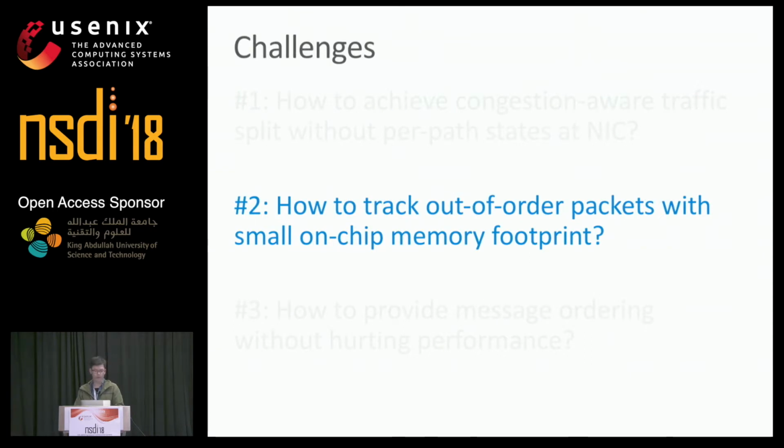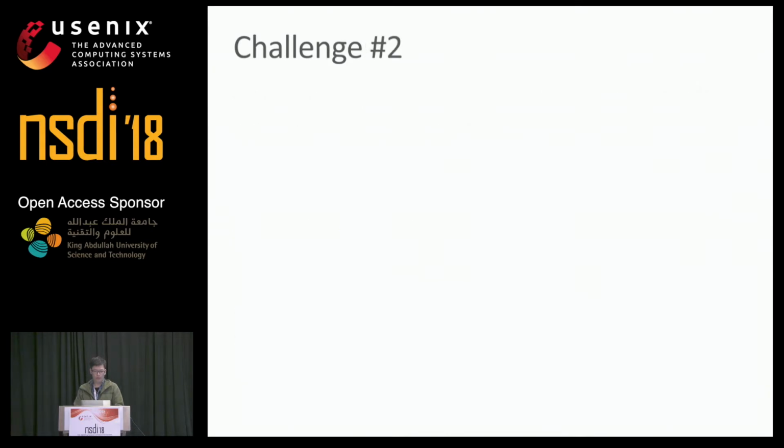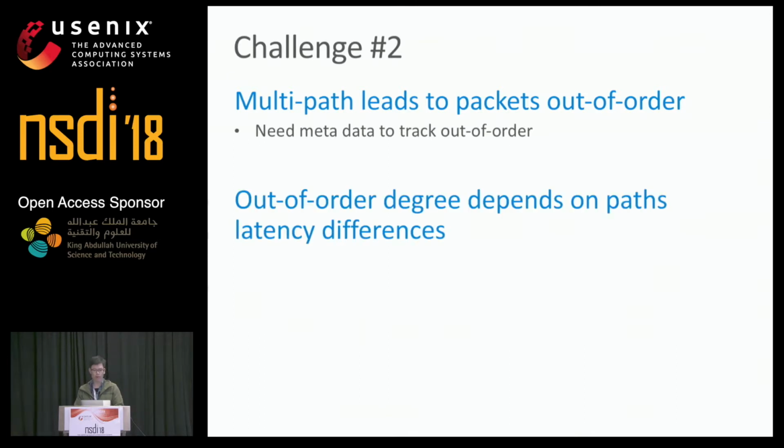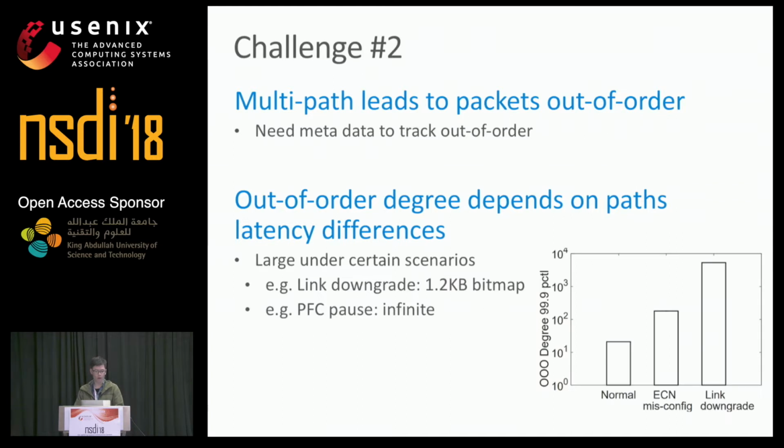So the second challenge is: how can we track out-of-order packets with a small on-chip memory footprint? Speaking of multipath transport, it will naturally lead to packets arriving out of order. So we need some metadata to track the out-of-order packets. That is, how can the receiver know which packet has arrived and which packet has not? However, the out-of-order degree depends on the path latency differences. Normally, the out-of-order degree is quite small. However, in certain scenarios, the out-of-order degree can be very big.